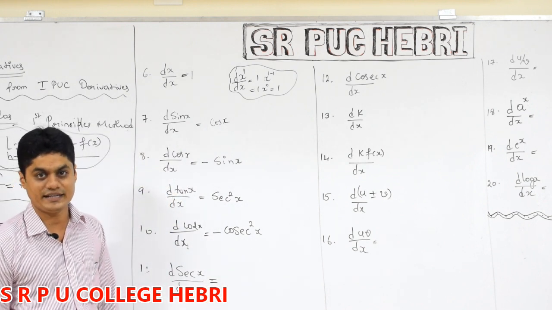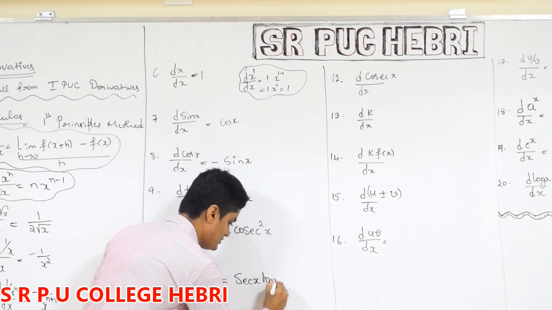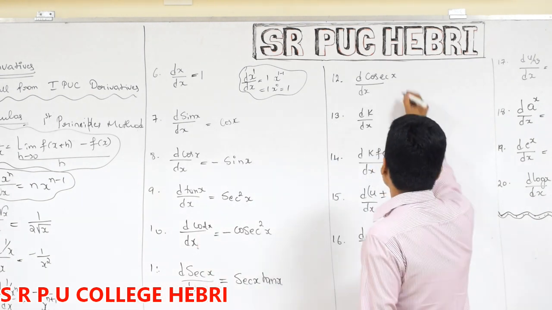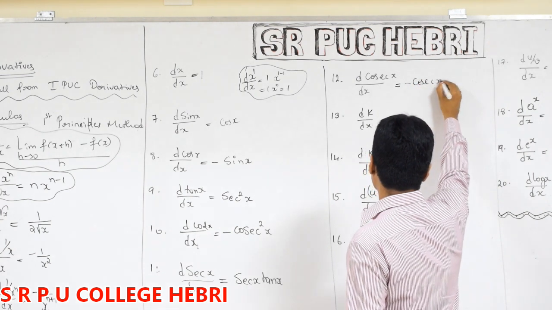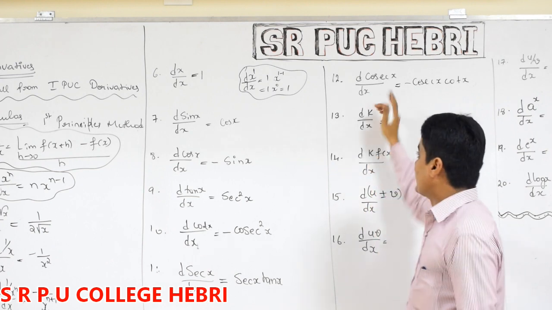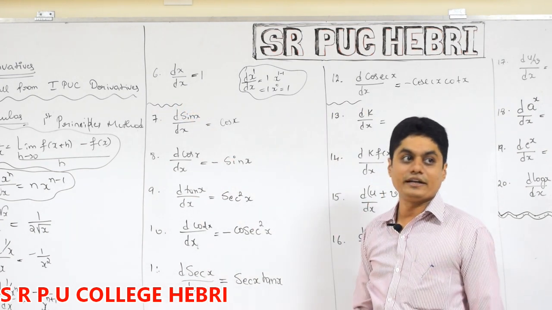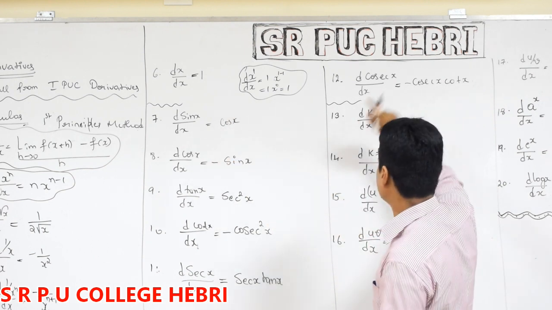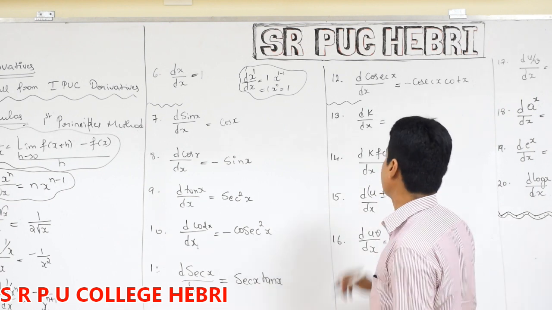Next, write down the derivative of secant x. What is the derivative of secant x? It is secant x into tan x. Next, derivative of cosecant x. It is minus cosecant x into cot x. So up to here, these are the derivatives of trigonometric functions: sin x, cos x, tan x, cot x, secant x and cosecant x. Remember these 6 derivatives of trigonometric functions.